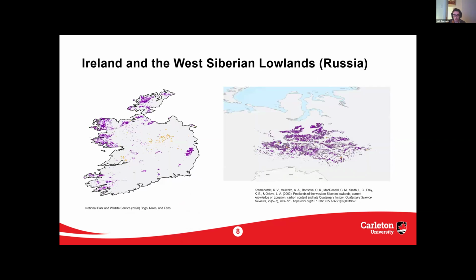And then we also used peatland maps and data that were available for Ireland and the West Siberian lowlands in Russia. The West Siberian lowlands in Russia, I believe, is the largest peatland complex in the world. It's similar in scale to the Hudson Bay lowlands. And I think that Russian peatlands tend to be understudied, at least in the journals I read. So I think it's important to pull that out as well, because it is such a massive pool of carbon.